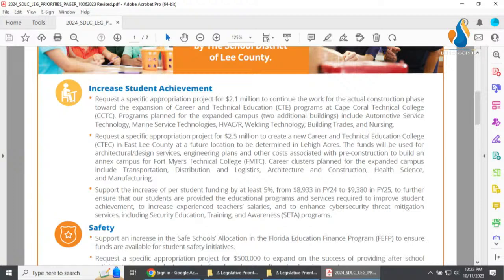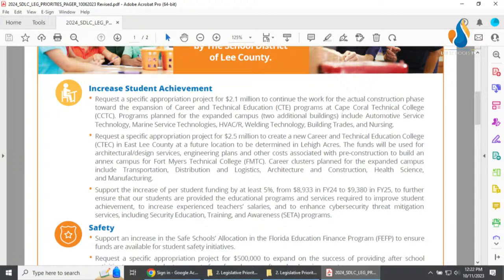So last year we received $2.5 million to make that expansion there at Cape Coral, those two buildings. This is the ask for $2.1 million so we can continue on phase 2. Now the construction part. This is where we're saying we would like to go ahead and now start building classrooms. And this is the next stage. I believe this is scheduled at some point to take place in 2025. So we're starting to ask, obviously now, since it's coming up soon.